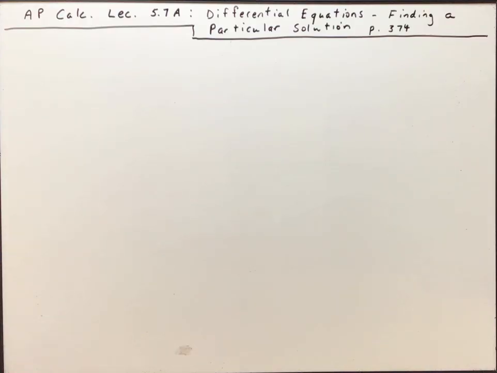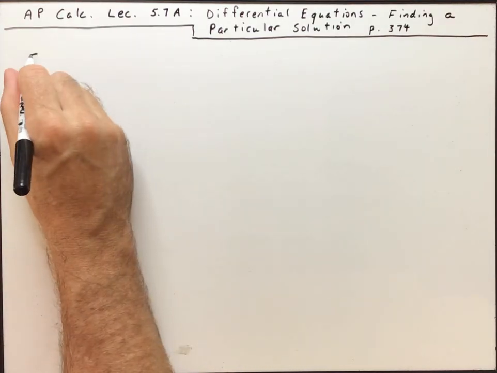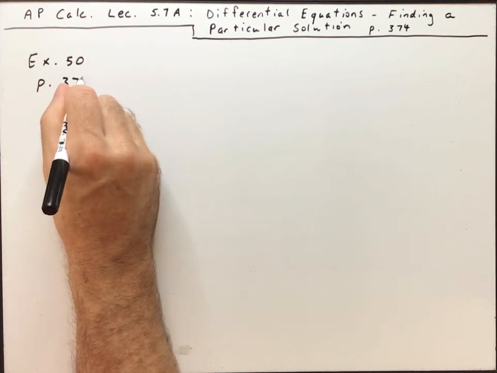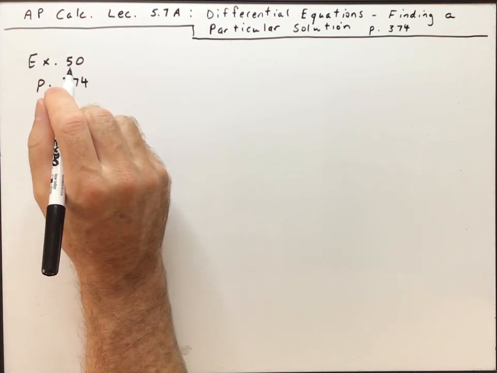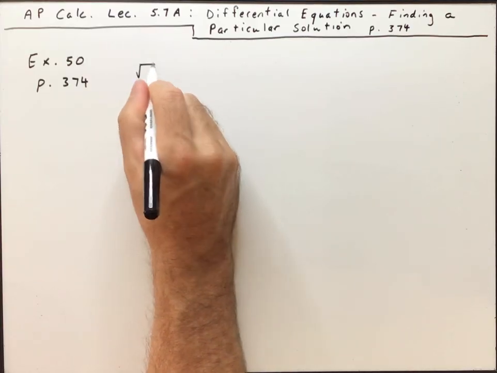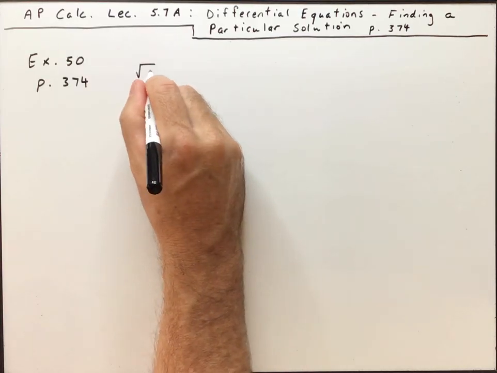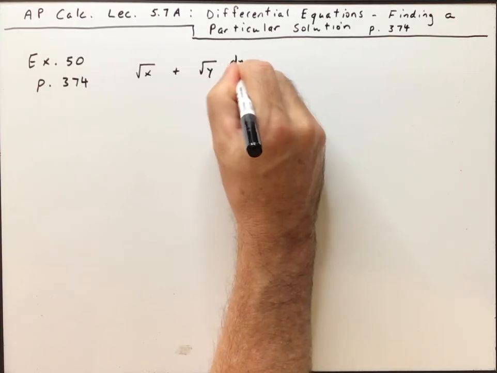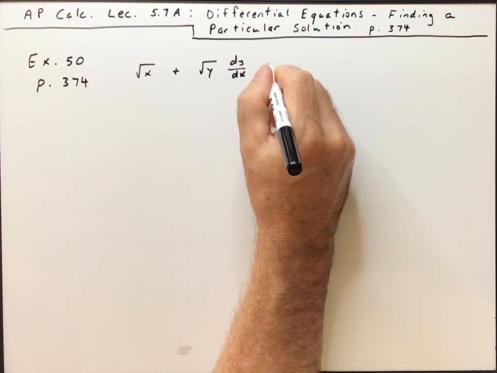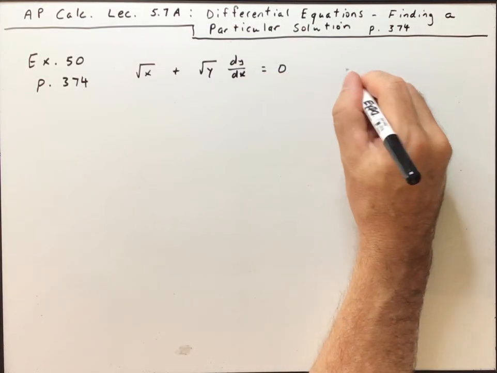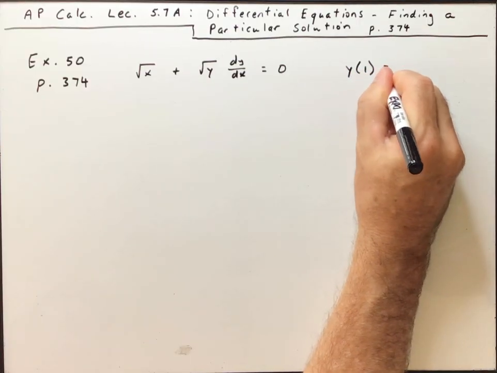Okay, we've got 2 more to go. Let's look at example 50 on page 374. Example 50 is: find the particular solution. We have the square root of x, plus the square root of y times y prime, let's write that as dy dx, is equal to 0. And our initial condition is y of 1 is equal to 4.